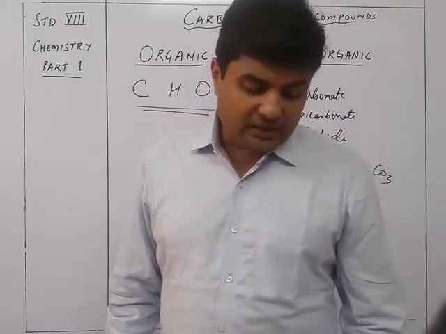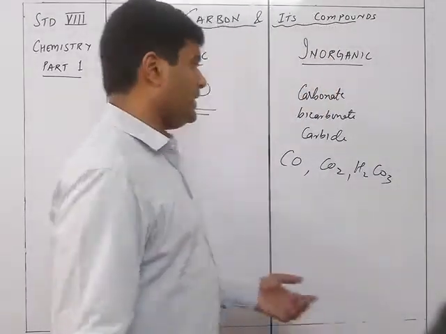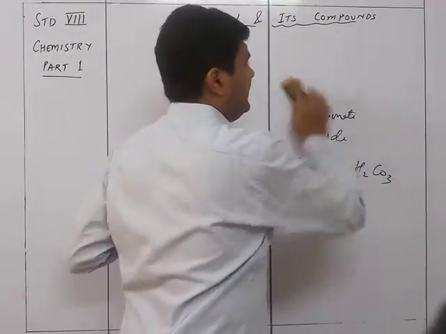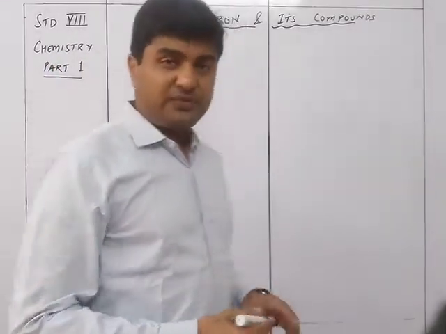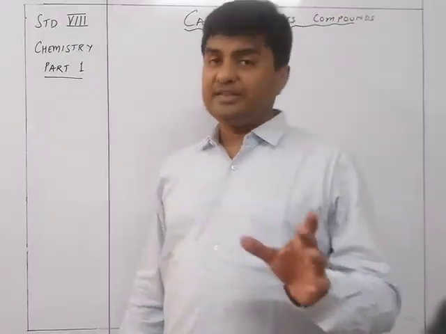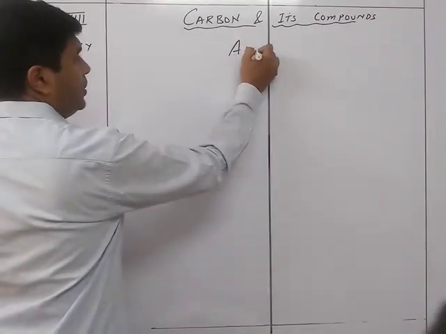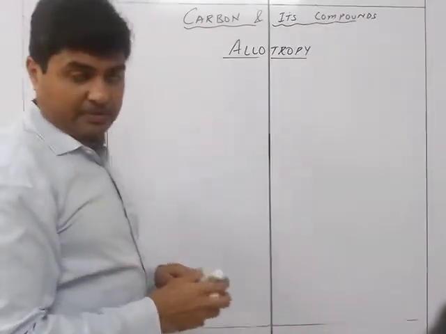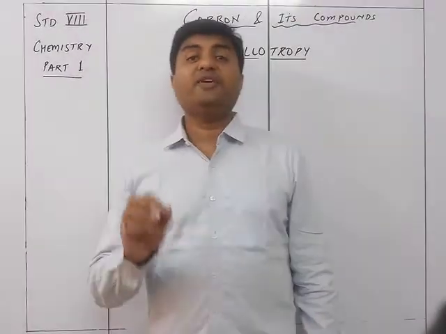Now we are going to see the different forms of carbon. Carbon has a very peculiar nature that it is available in different forms, and because it is available in different forms, we call this allotropy. Whenever any particular element is available in free state in different forms, we call it allotropy. It is allotropy of carbon. Allotropy of carbon means carbon present in nature in different forms.